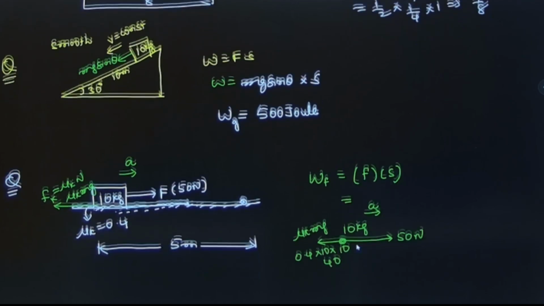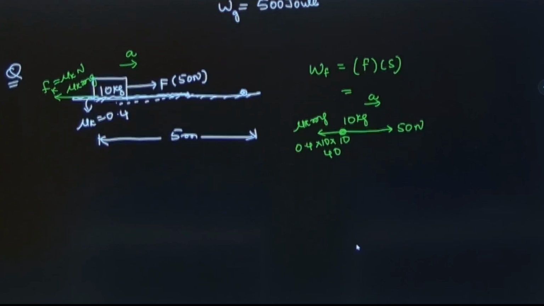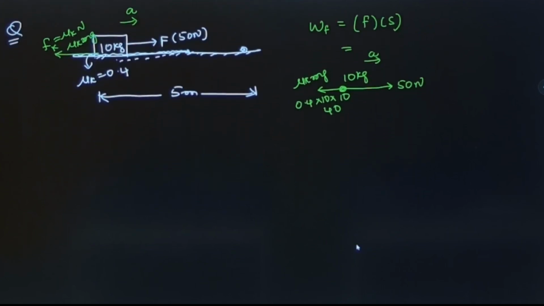Let me frame the question again. I'm giving the idea, you can check it: a 10 kg block placed on a rough horizontal floor is pulled by a constant force of 50 Newton. The coefficient of friction is 0.4. Find the work done by kinetic friction acting on the block when it displaces through 5 meter.